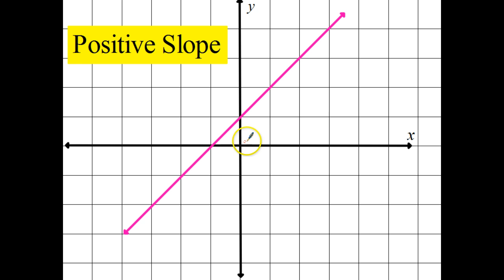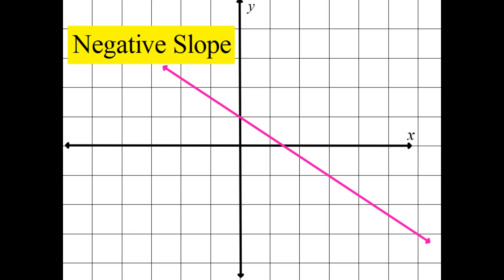The way I always look at this is money and this is time. As time goes on, I get more money, my bank account is going up. This would be a positive slope. Here would be a negative slope. As time goes on, my money goes down. So as x increases, as x goes up, y goes down. So this would be a negative slope.